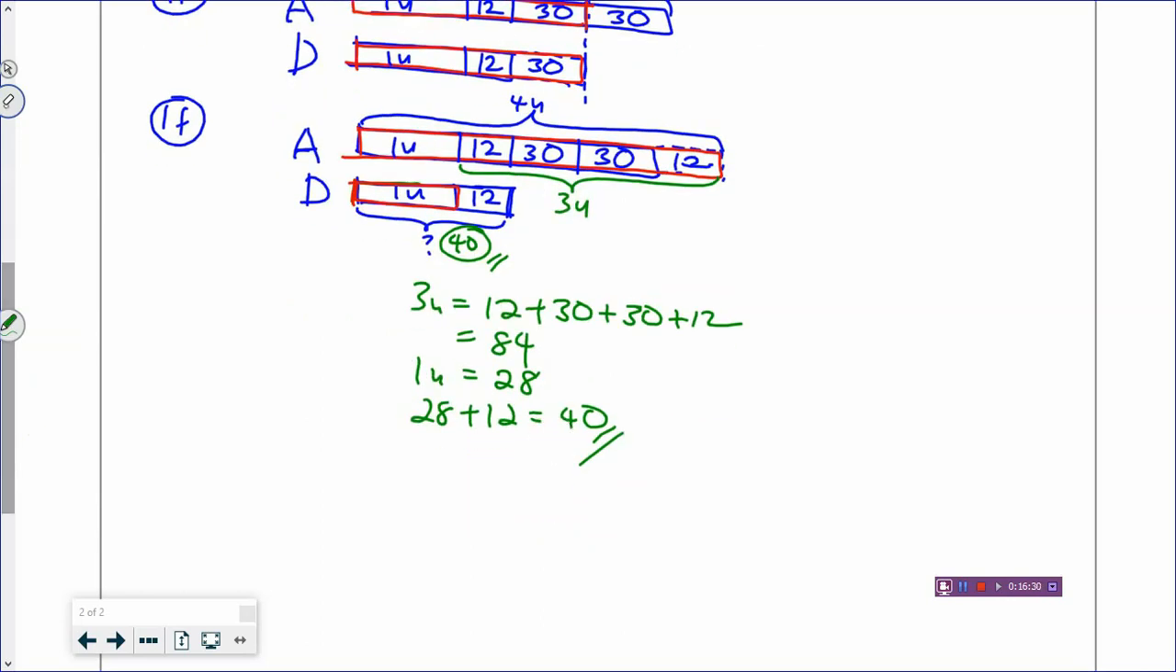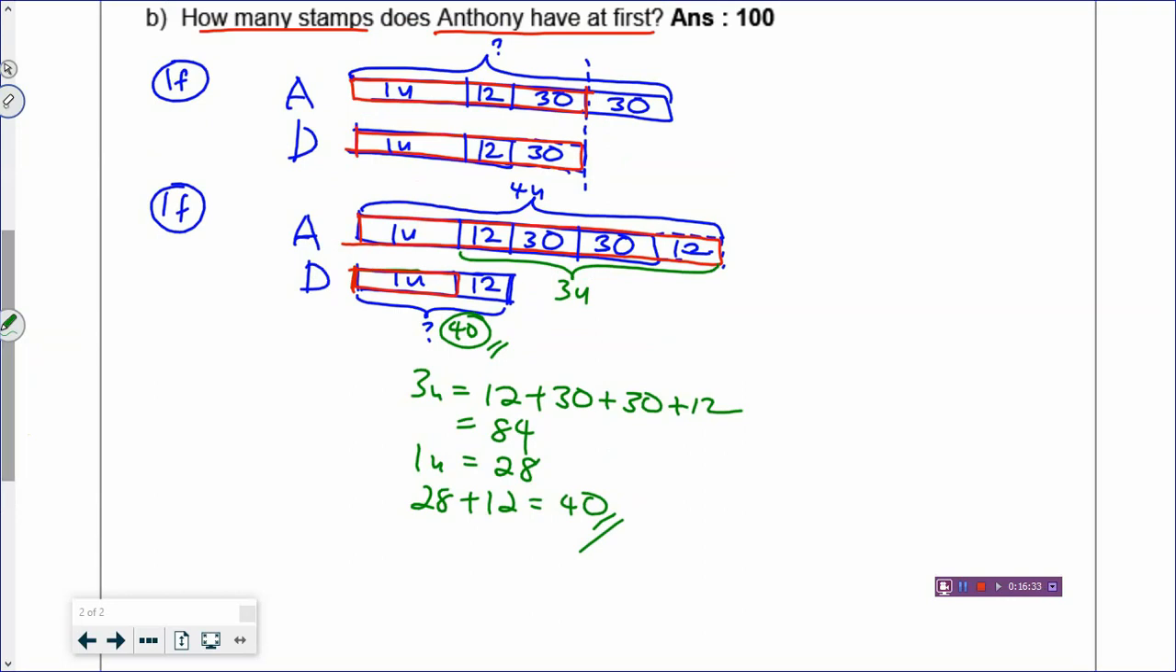Okay, and then how about Anthony? Anthony has how many at first? Then what do you do? You can take 1 unit plus 12 plus 30 plus 30. So 1 unit plus 12 plus 30 and then plus 30. All right, so how many stamps does Anthony have? So you will have 40, right, plus 30 plus 30. So that will be 100. So Anthony has 100 stamps at first, and you have solved part B as well. Okay, and that's how you draw the model.